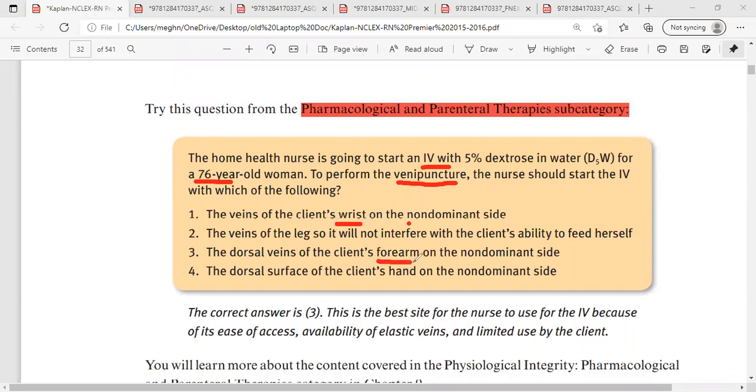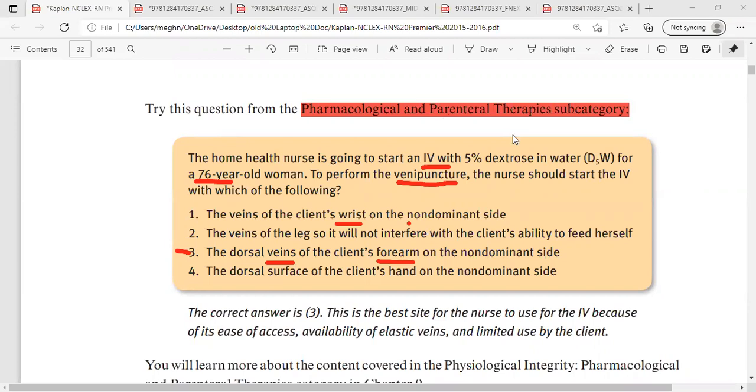The forearm is a good choice. Why is number 4 not the answer? Because it says dorsal surface of the client's hand, but we need the veins for IV, intravenous. So this is the reason we choose number 3 as the answer. Because dorsal vein, but here nothing talks about the veins. Forearm, not the wrist. And also, we always prefer the non-dominant side. It is good for my patient.